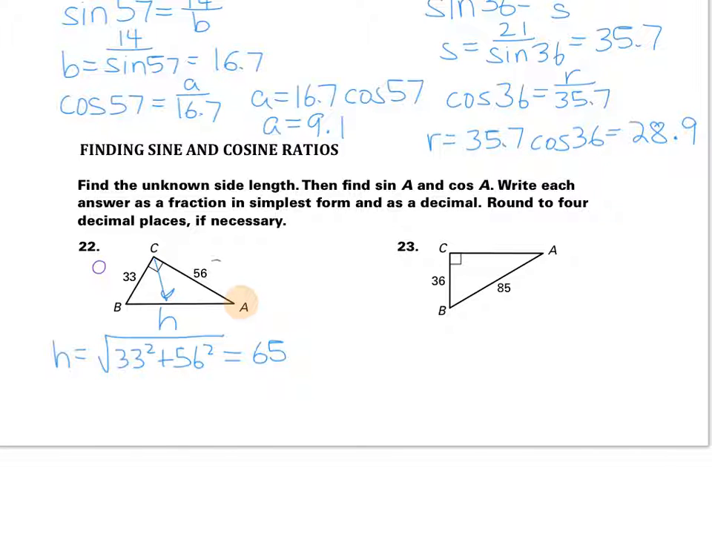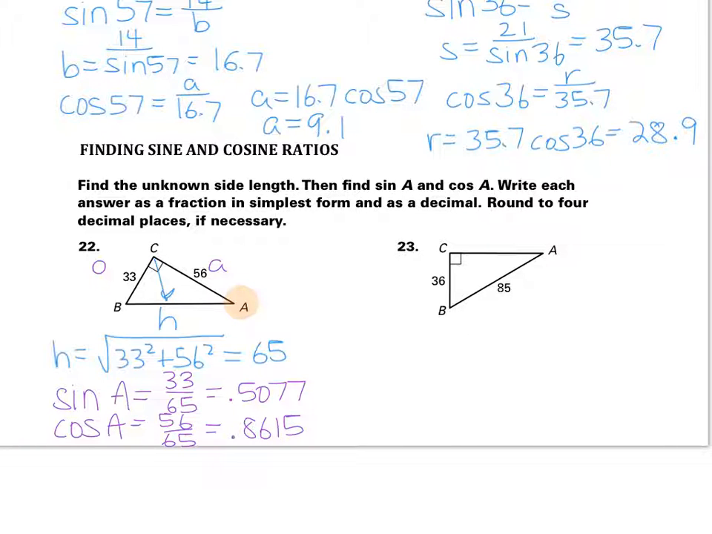Since I'm only referencing A, we have opposite and adjacent here. So the sine of A, opposite over hypotenuse, cosine, adjacent over hypotenuse. And you should try 23. It's rational numbers, so it isn't too bad.